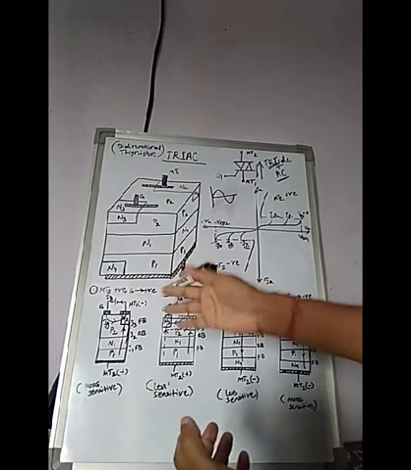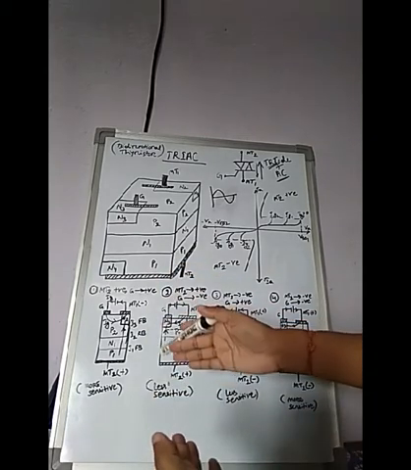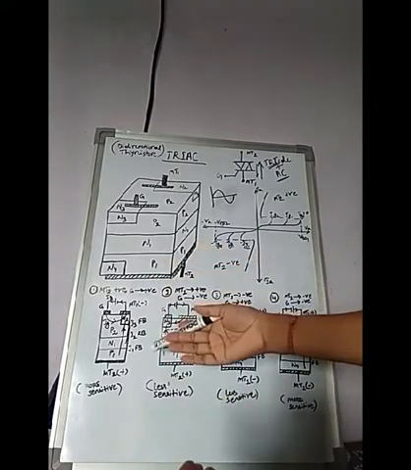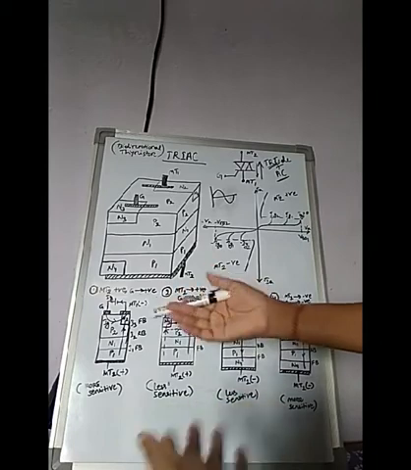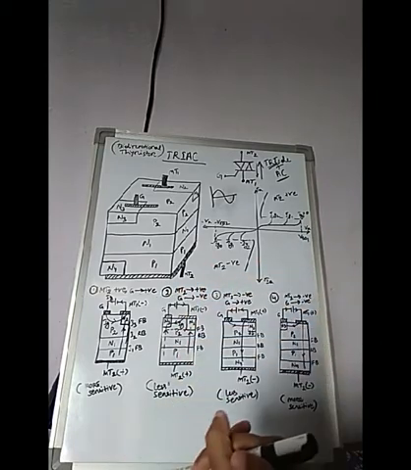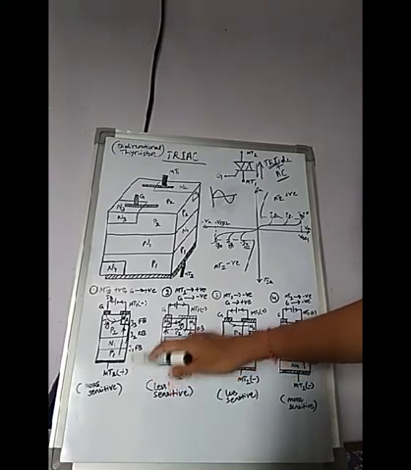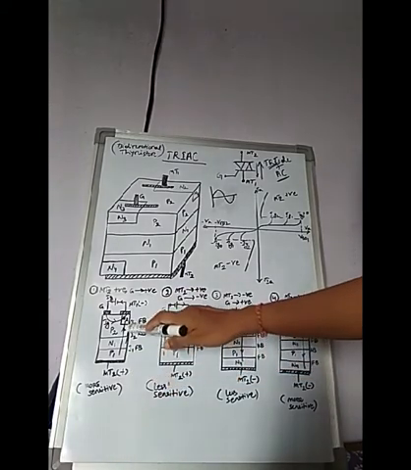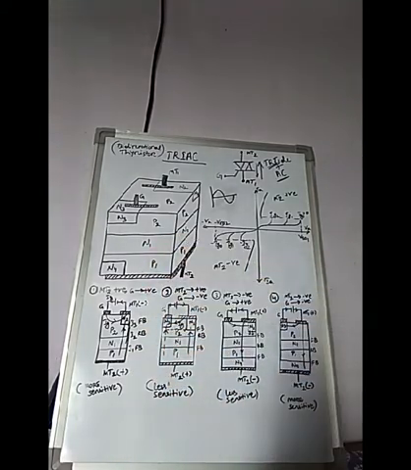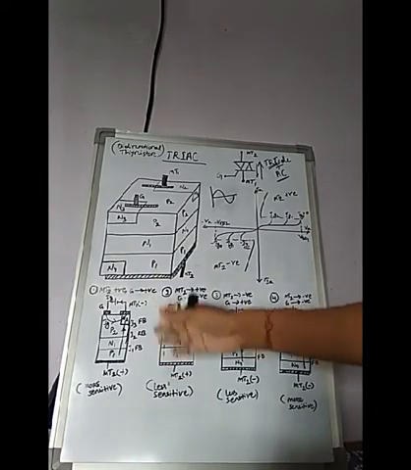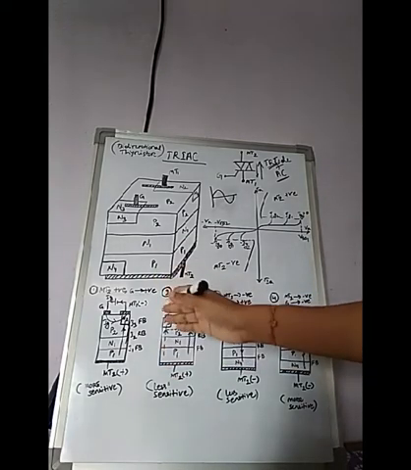This shows that when MT2 and the gate terminal are positive with respect to MT1, the triac turns on like a conventional thyristor. When current flows from MT2 to MT1 through this P1 N1 P2 N2 path, it acts like a conventional thyristor. So in this condition, the triac operates in the first quadrant.